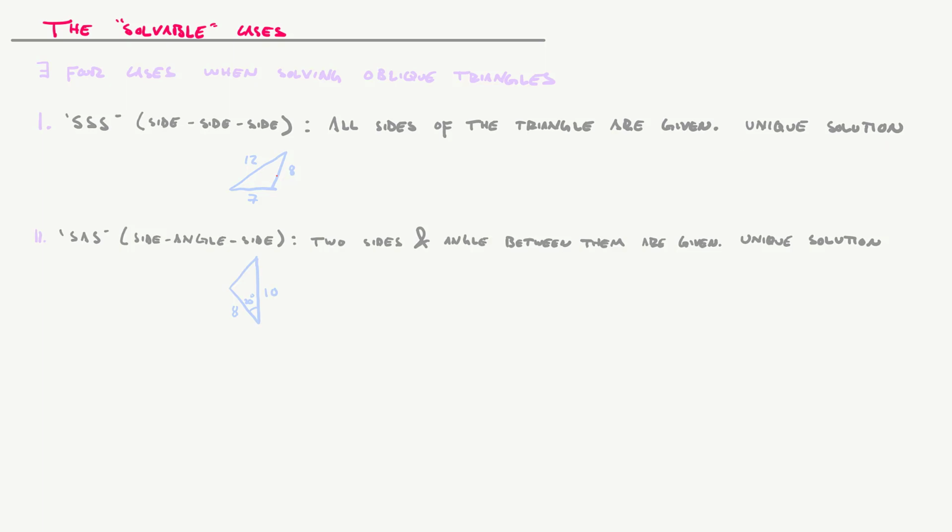There's a side-angle-side situation, and that's when 2 sides and the angle that is between them are given. Again, this presents a unique situation. There is only one triangle that has these specific measurements for a side, an angle, and a side, meaning this will always give you the same answer when you solve this.